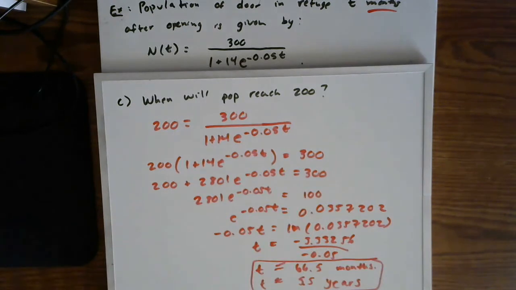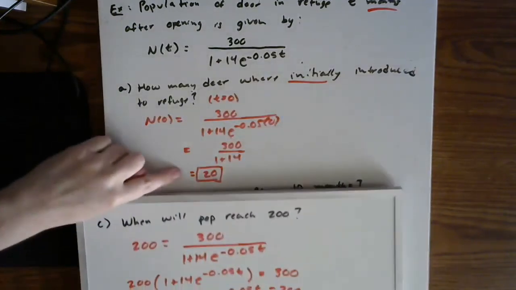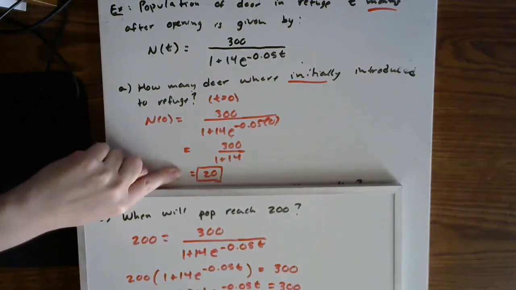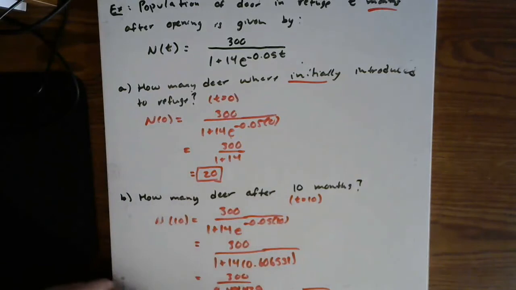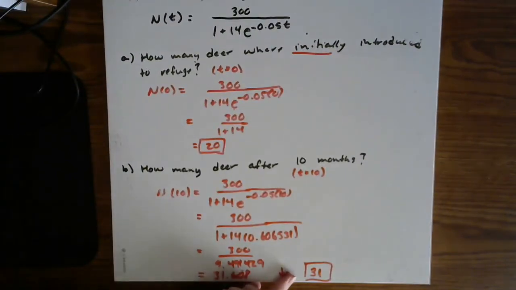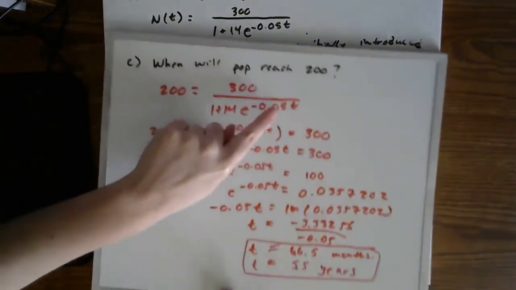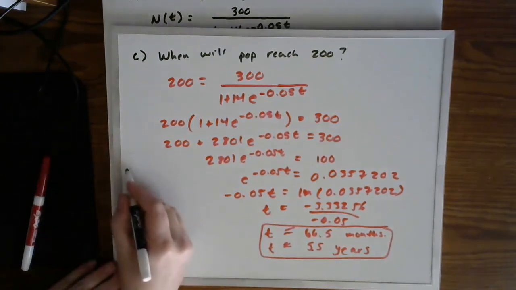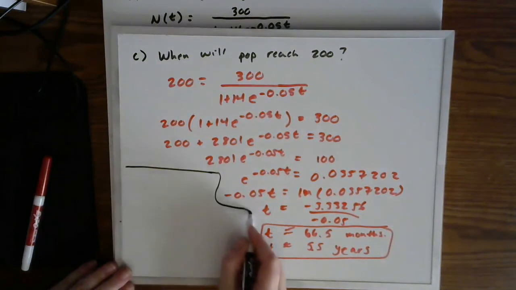So what that tells me is that my population, remember the population initially started with just 20 deer. So I introduced 20 deer into a refuge. After 10 months, that population was at 31 deer, so it grew by 11 deer in 10 months. Then after 5.5 years, it grew to 200 deer. So then you could ask yourself other types of questions, and maybe I'll put this last question right down here.